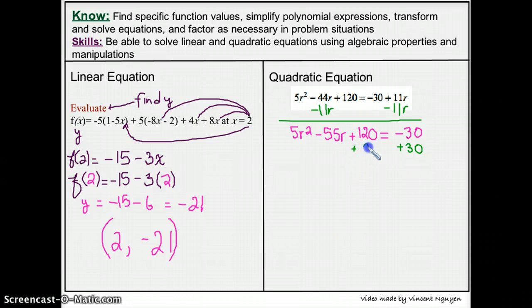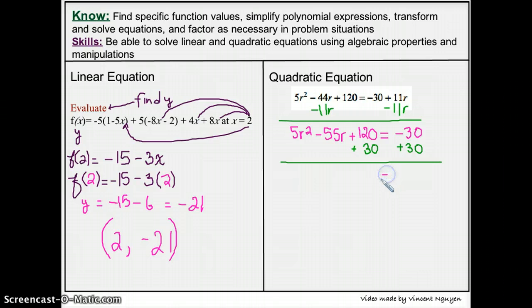Add 30. So as you can see, to move things from one side to the next using addition or subtraction, they usually become the opposite of what they are. So negative 30 right now on the right hand side, when it goes to the left hand side, it becomes positive 30. And that's how it usually works. Once you get the hang of it, you'll understand how these equations work.